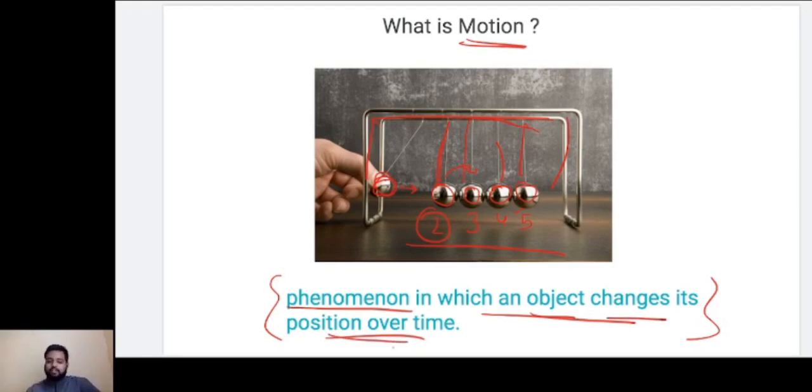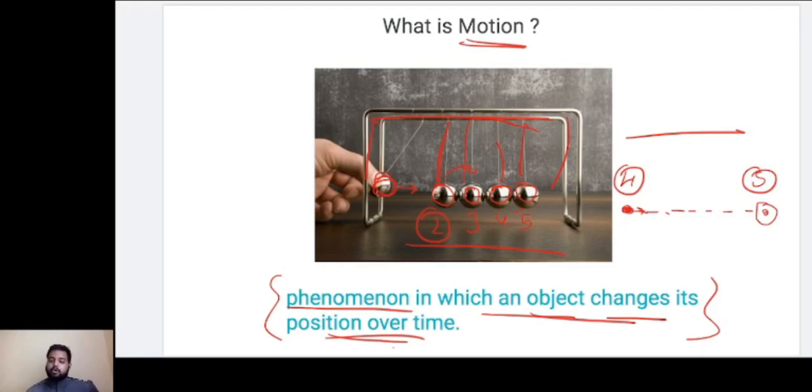I'll give a very small example. Let's suppose you start riding your cycle. Right now you are just outside your home. Let's suppose this is your home, which I'll name H, and this is your school. The moment you start riding your bicycle towards the school, the motion will start. As per the definition, your motion will start from your home and it will end at your school when you reach it.